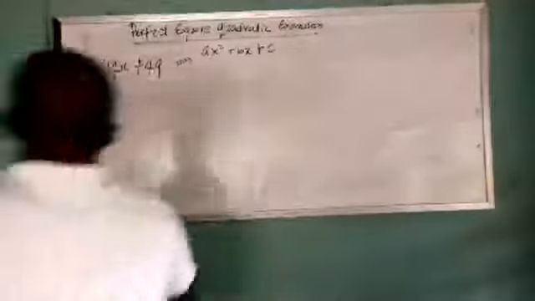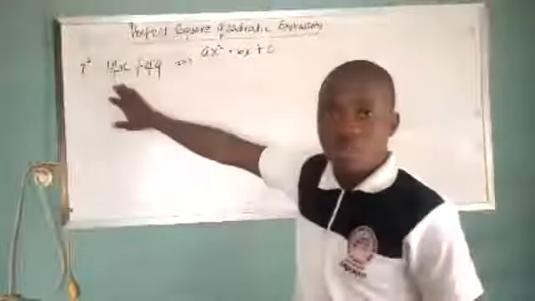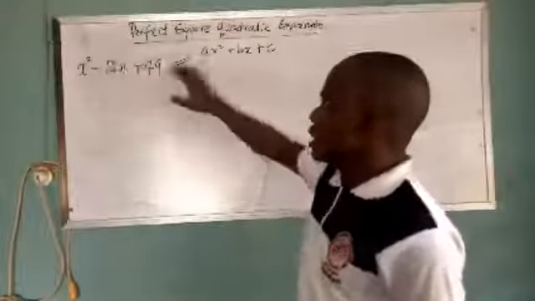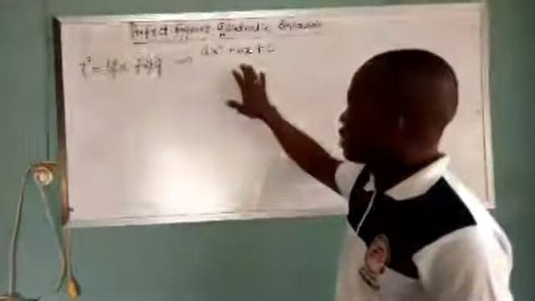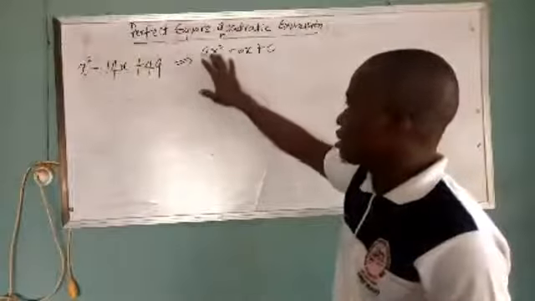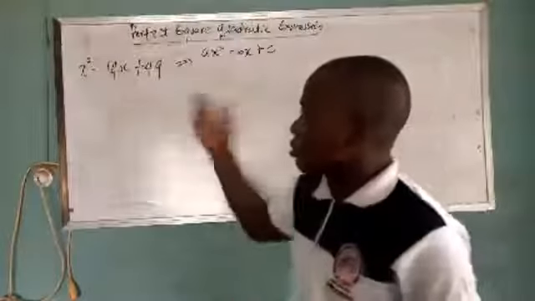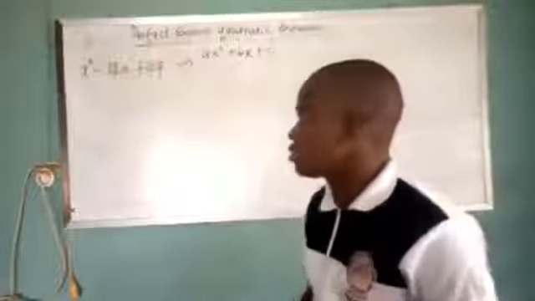So now, we are given this to determine if it is a perfect square. You know that this is the general expression form of quadratic. So now, what are you going to do? You're now going to look at the two conditions I told you earlier.